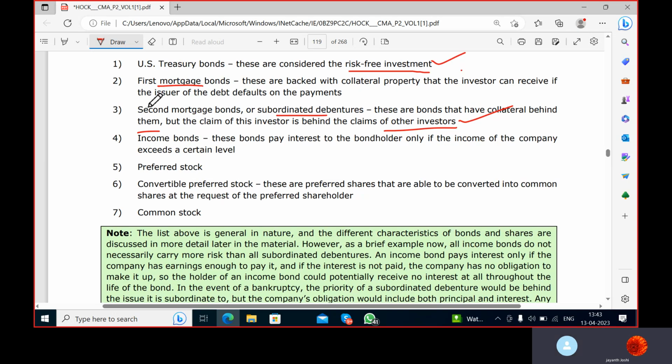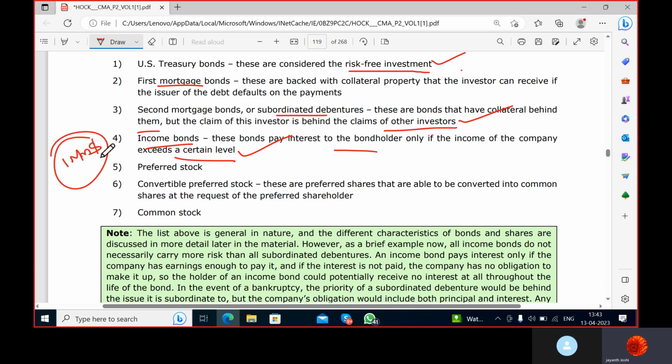Income bonds are those bonds which pay interest to the bondholder only if the income of the company exceeds a certain level. Suppose the company has promised that they'll give interest, but the income or profit should reach more than $1 million. Then they'll give more.